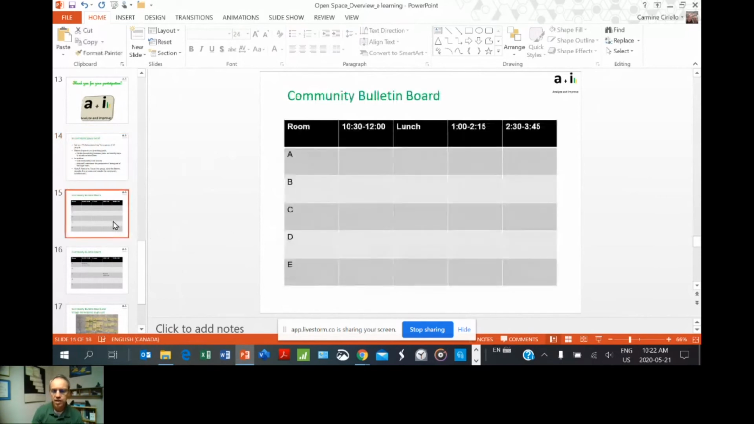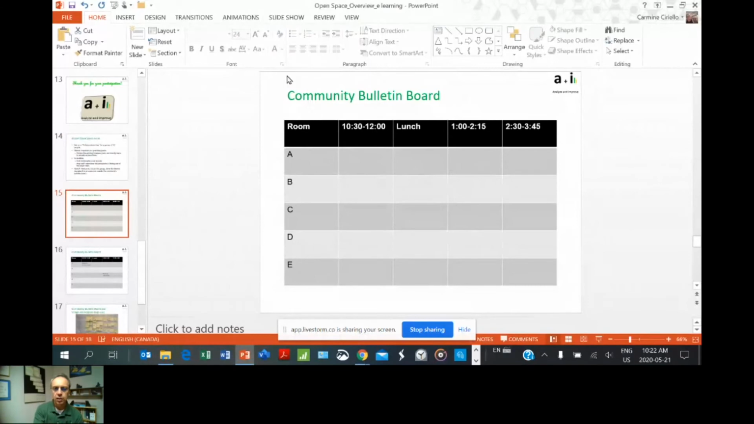So in terms of the example, I kind of alluded to this in the video. In this case, there were 5 rooms, and it was a one-day open space event. So this is what it would look like, right? You divide the day up in this case into 3 segments, each about an hour and a half, and there were 5 rooms. And if we ignore lunch for a second, that means there's a total of 15 boxes.